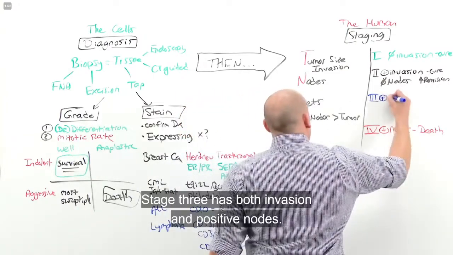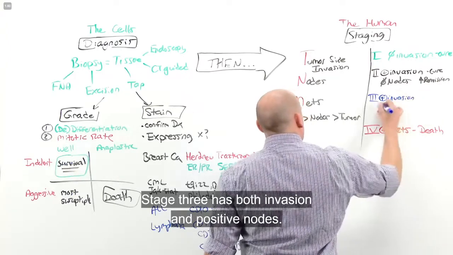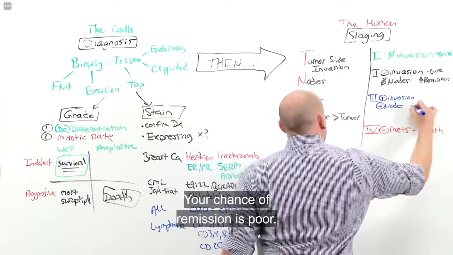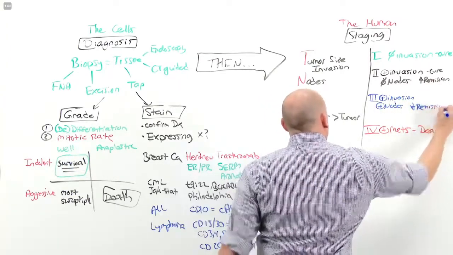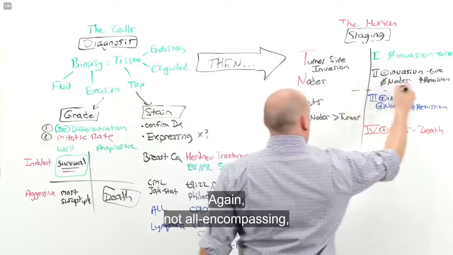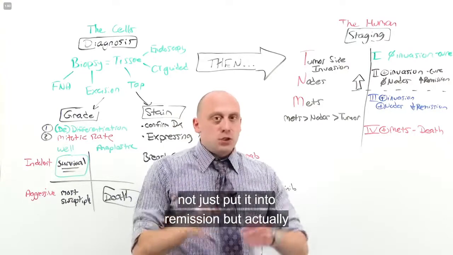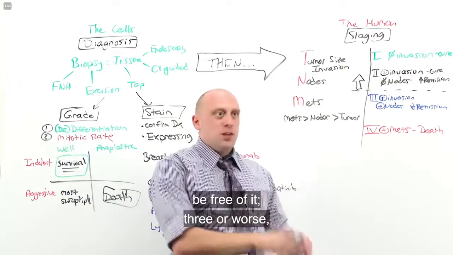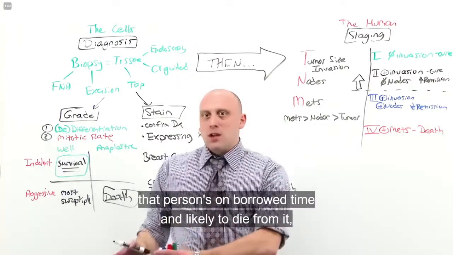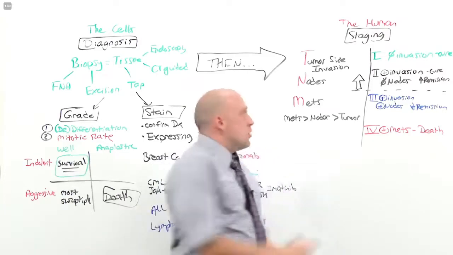Stage 3 has both invasion and positive nodes. Your chance of remission is poor. Again, not all-encompassing, but stage 2 and better, you have a chance to survive the cancer, not just put it into remission, but actually be free of it. Stage 3 or worse, that person's on borrowed time and is likely to die from it.